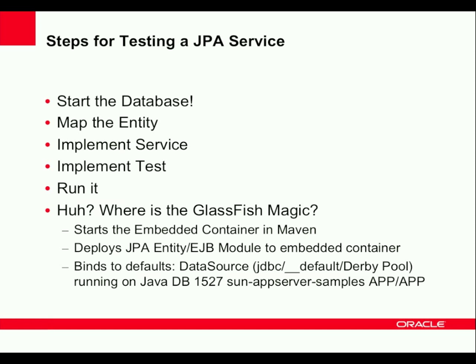You'll see I'm not going to provide any endpoint information. What will happen behind the scenes is that there's a default data source that lives under the JNDI name jdbc/default, which is backed by the Derby connection pool inside of the embedded runtime. And that's going to connect up to the Java DB database that I started in the first step, running on port 1527, using the JavaDB database on app server samples, using the app schema. So that's what's going on behind the scenes as I'm doing this.